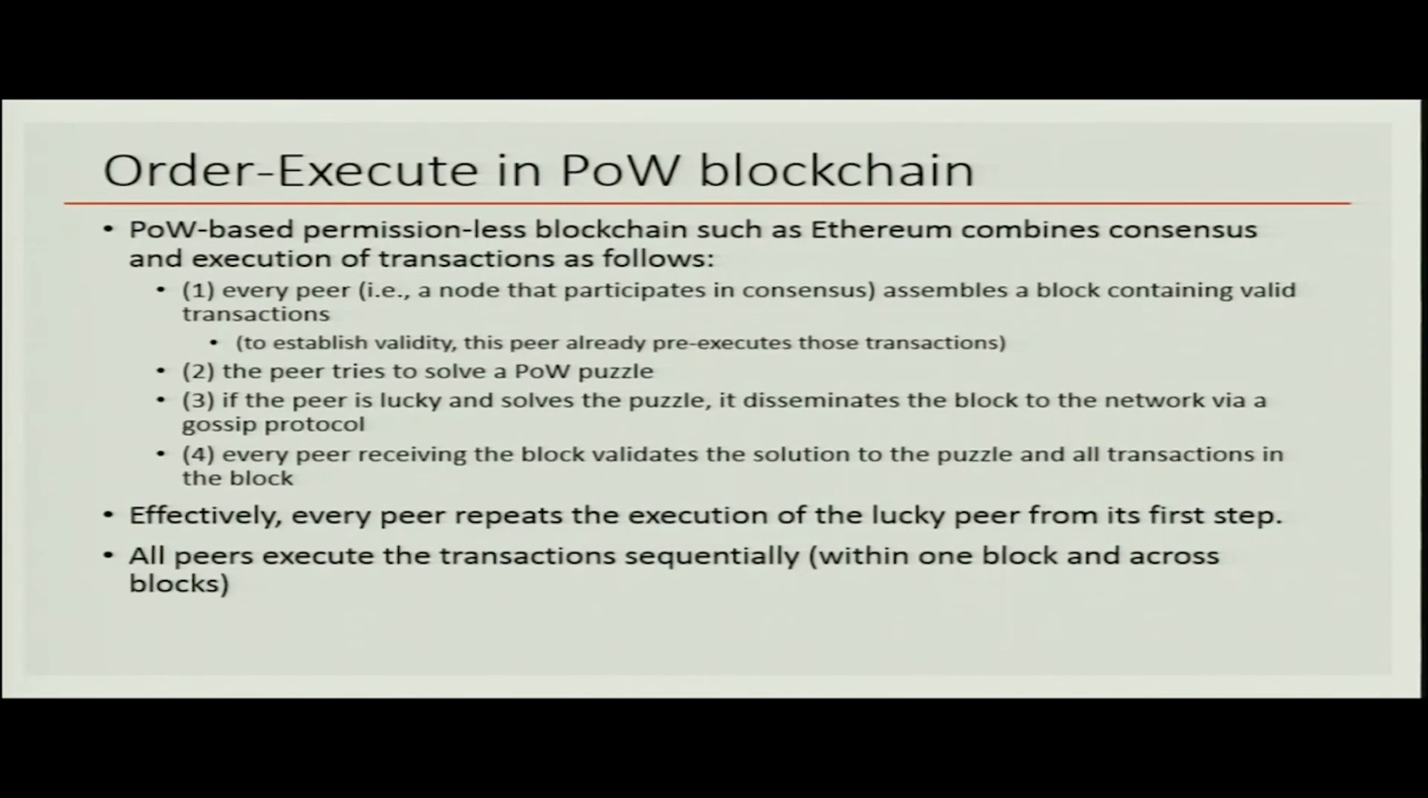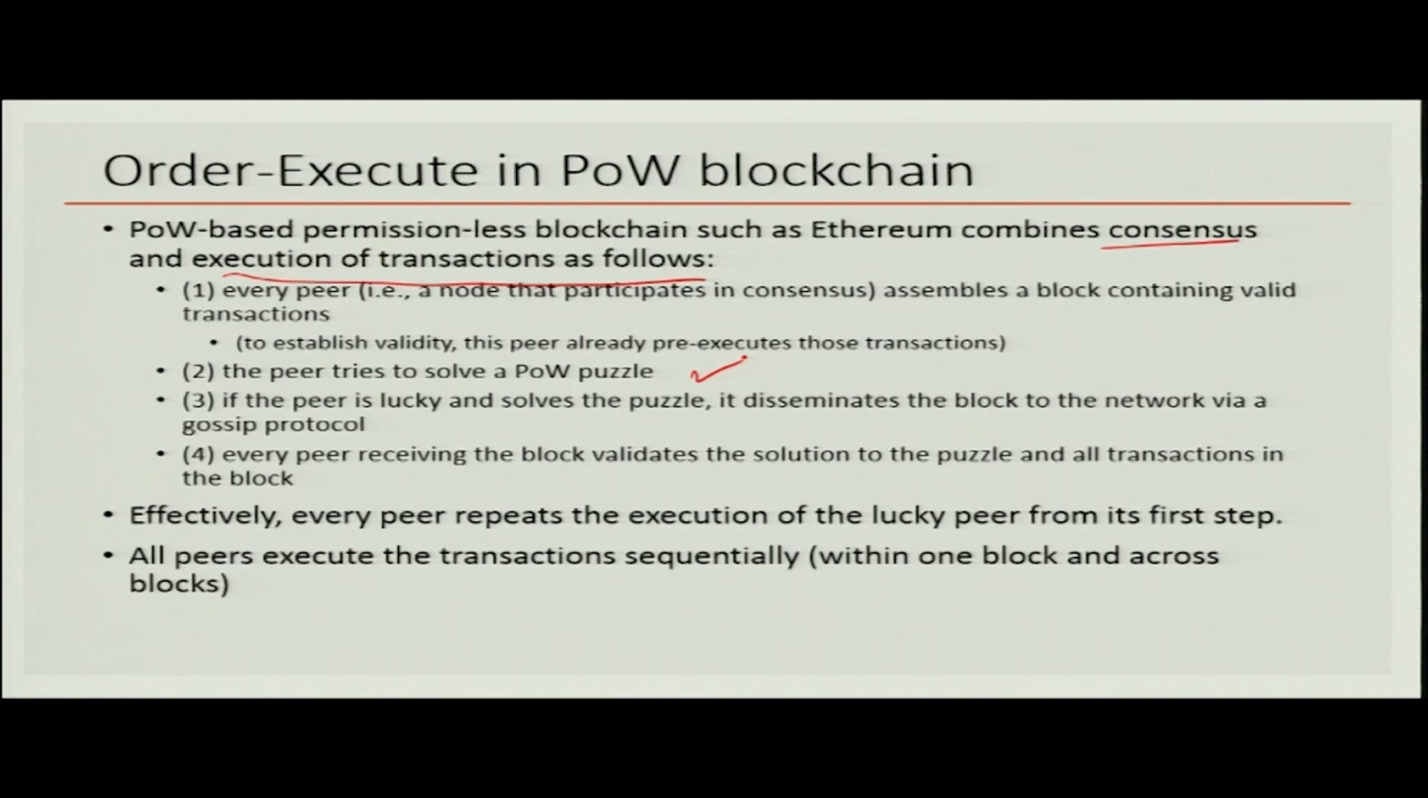Now, let us discuss a little bit on order execute in proof of work blockchains like Bitcoin or Ethereum. We combine the consensus and execution of the transaction as follows. Every peer assembles a block containing valid transactions. To establish the validity, you already pre-execute the transactions. You only accept the transactions if the signature matches and the output coin is going to a valid public key, etc.